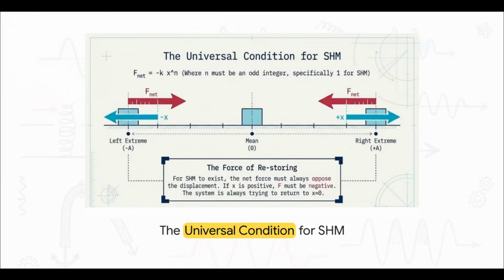So the real kicker is that for pure simple harmonic motion to even exist, the restoring force fundamentally has to fight the displacement. If the displacement is positive, say pushing out to the right, the net force has to be negative, violently yanking it back to the left. Mathematically, this locks into the formula F net equals negative k times x to the power of 1. And honestly, it's that exponent of 1 that makes the whole thing simple. The system is just in this constant, endless struggle trying to return to zero.